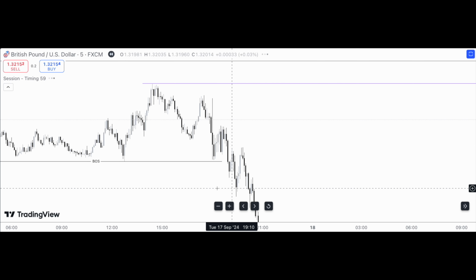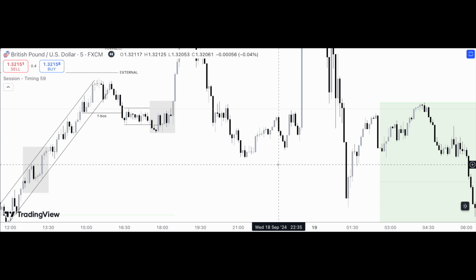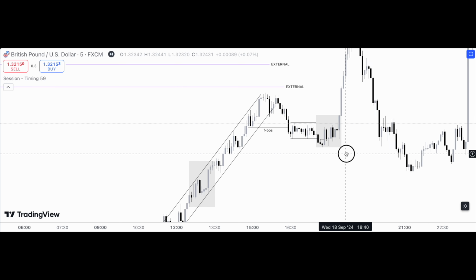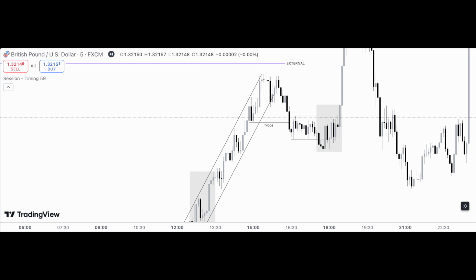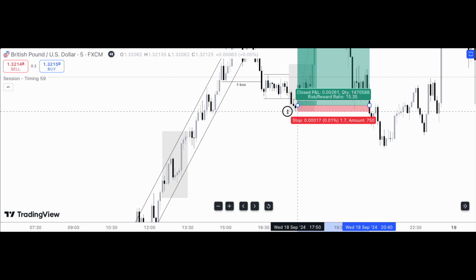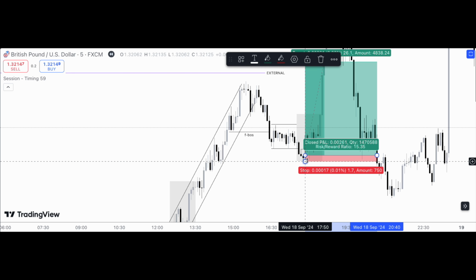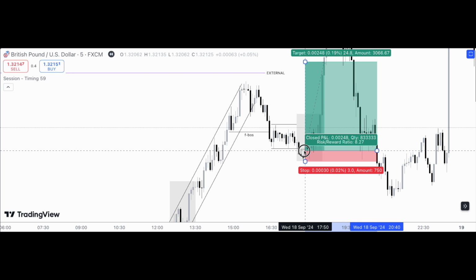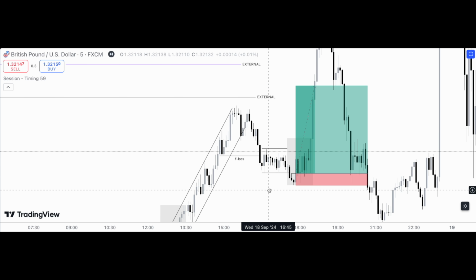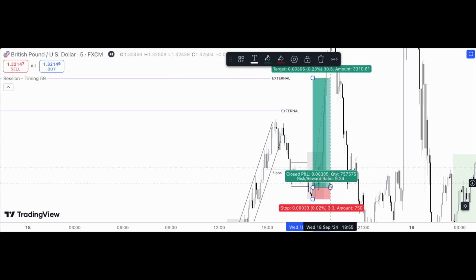Let's see on 5 minutes. Yeah, you could have also taken the trade from this 5 minute POI, and the stop loss was approximately 1.5 pip, but sometimes the market does not come down so low and you might miss the entry. So this was the trade I took on Wednesday, 18th of September.